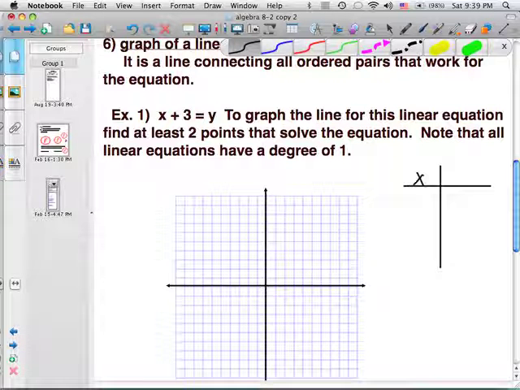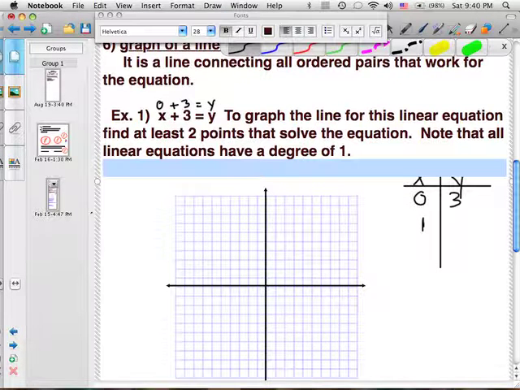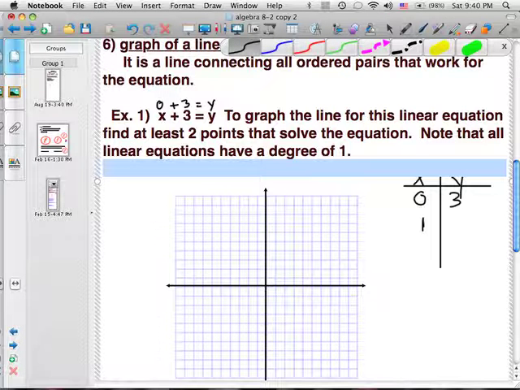I need 2 points to graph the line that contains all the points that satisfy this equation. So if I let x equal 0, then y would have to equal 3. Another ordered pair, I could let x be 1. And if x was 1, 1 plus 3 equals y, then y would be 4.